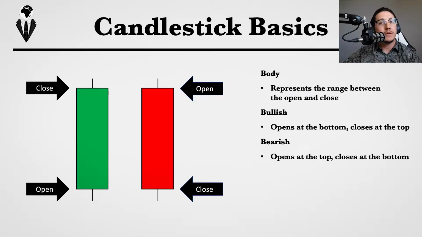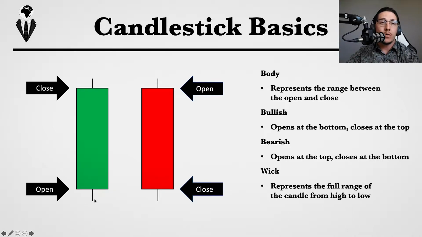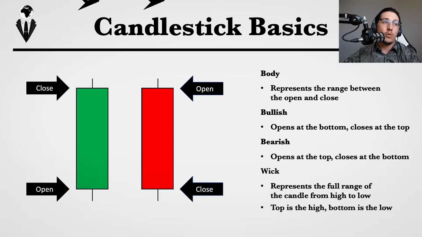You might be looking at this and saying, okay, well, there's another part to this candle. What do those represent? Those are going to be our wicks. So these little sections right here represent our highs and lows, so the full range of our trading day. The top is our high and the bottom is our low.